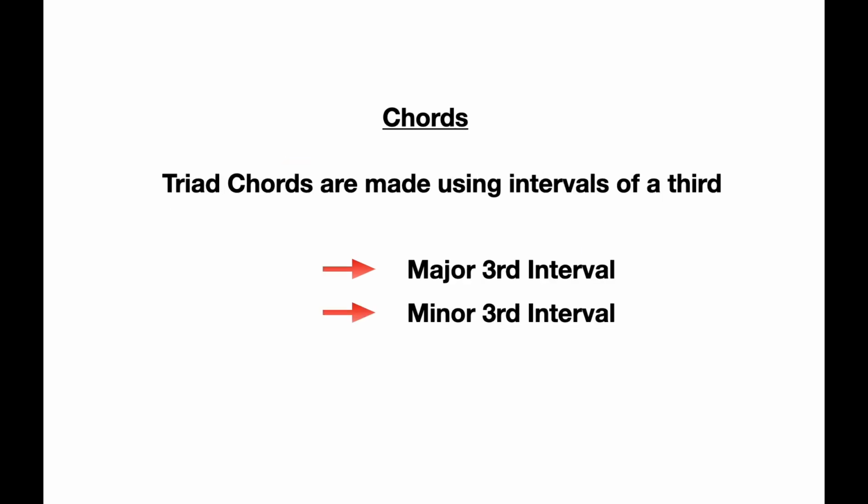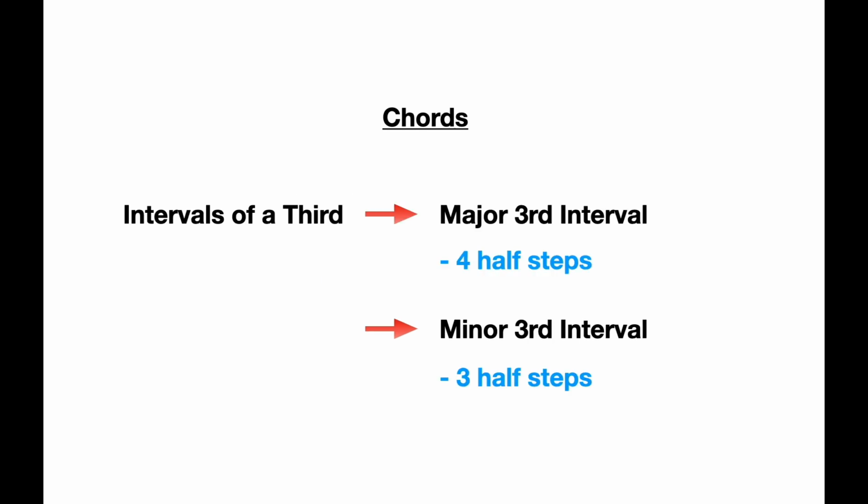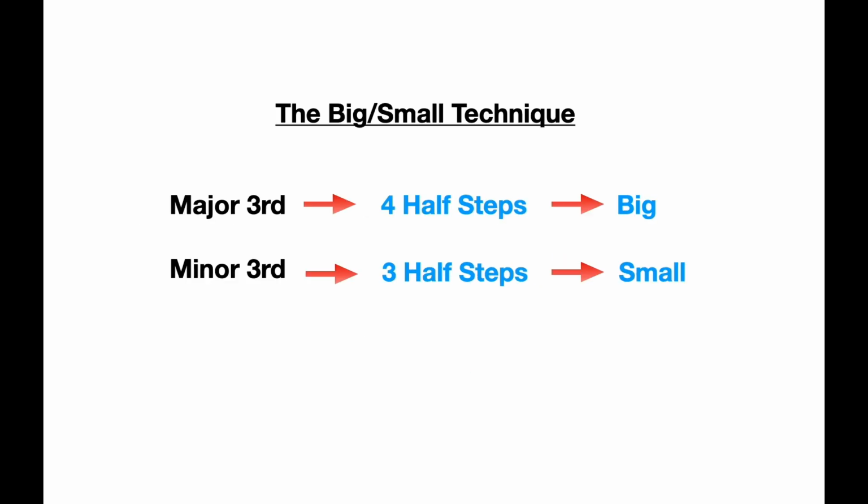Well, chords are built using intervals, and you've already learned an octave is an interval of an eighth, and we had a quick look at the other intervals as well. Well, a chord is built from the interval of a third, and we use major third intervals and minor third intervals to create and build chords. So a major third interval is made up of 4 half steps on the piano, and a minor third interval is made up of 3 half steps on the piano. But we're not going to call them the major third interval and the minor third interval, we're going to call them the big and the small.